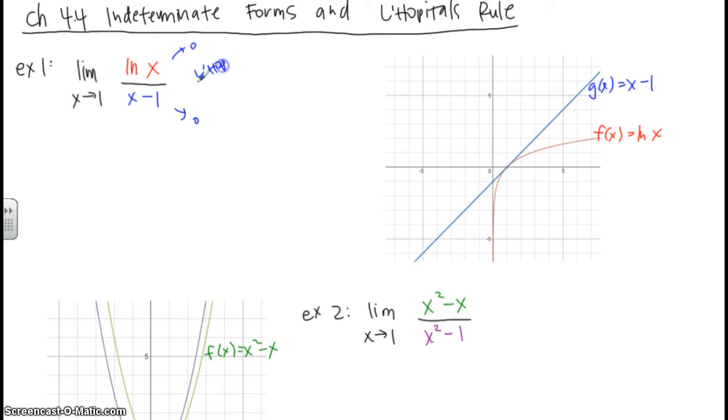So I can actually apply L'Hopital's rule. I'm still looking for the limit: take the derivative of the top function divided by the derivative of the bottom function. All I'm doing is taking a comparison of the ratio of their slope functions. Now, as x approaches 1, I can just drop that in. So 1 over 1 is just 1. So the limit of this particular indeterminate form is 1.